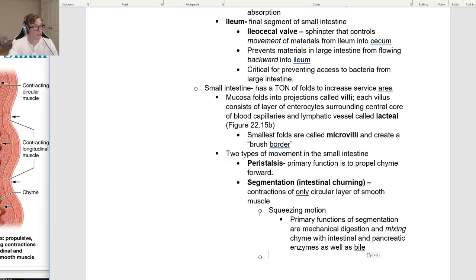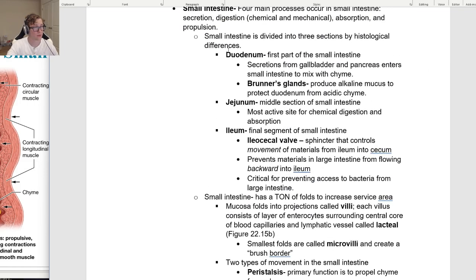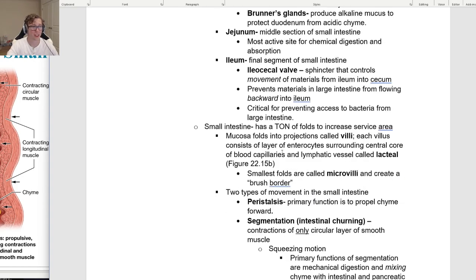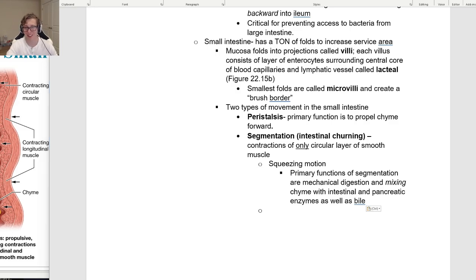Now, the segmentation, the intestinal contraction, it's the squeezing one. The primary functions of this are mechanical digestion and mixing the chyme with the intestinal and pancreatic enzymes as well as the bile, making as much surface contact and really trying to work through all the stuff. We haven't talked about bile and we haven't talked about pancreatic enzymes. That's going to go a little bit into the accessory organs, but know that at the duodenum, first part of the small intestine, this is where that's starting to mix. And the small intestine is just making sure that everything connects and interacts. Lastly, we have the large intestine.